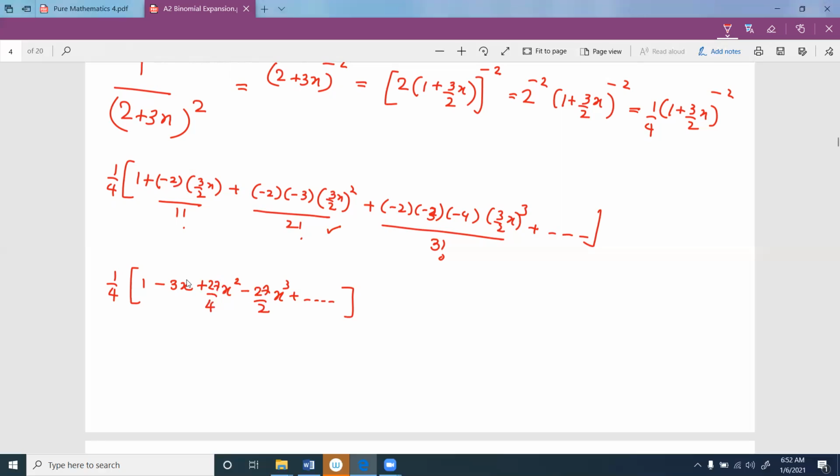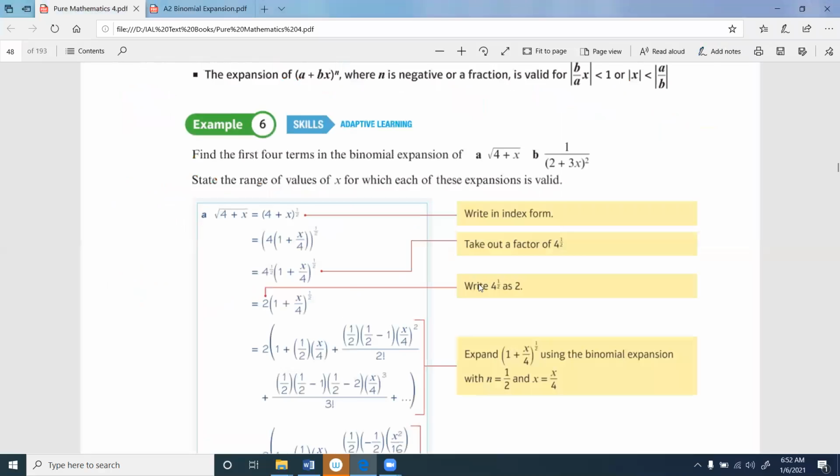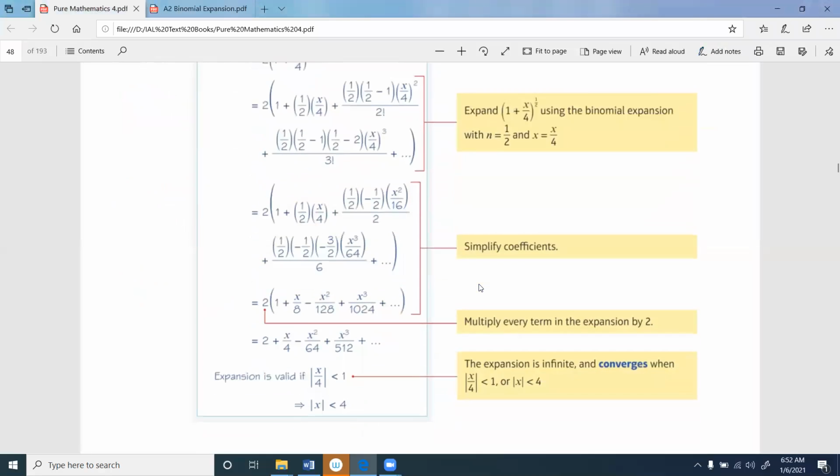Right, okay. Then what you need to do is expand the brackets. So you can say it's 1 over 4 minus 3 over 4 x plus 27 over 16 x to the power 2 minus 27 over 8 x to the power 3. It goes on somewhere like this. That's a way of doing this kind of question. Hope you can understand how we did that. That is the way of doing it.